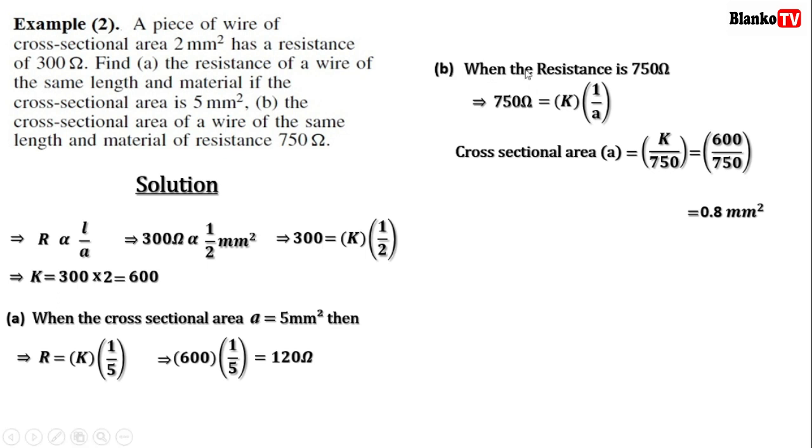So that is the solution that we have here. When the resistance is 750 ohms, our cross-sectional area, which is A, is 0.8 millimeter square.